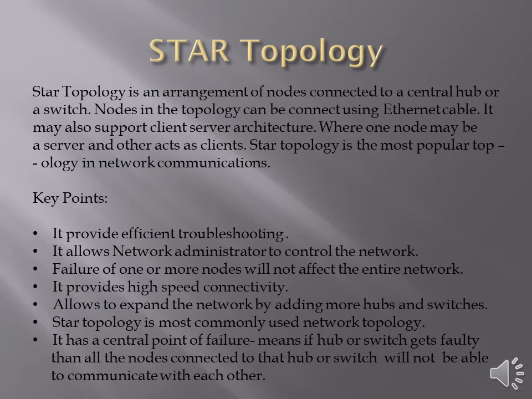Network administrator can expand the network by adding more hubs into the network. More hubs will be added and more nodes can be added to that hub. Star topology is the most commonly used network topology. It has a central point of failure, meaning if a hub or a switch gets faulty, then all the nodes connected to that hub or switch will not be able to communicate with each other. So in that case, we can replace the hub with a newer one and the network will be fine again.